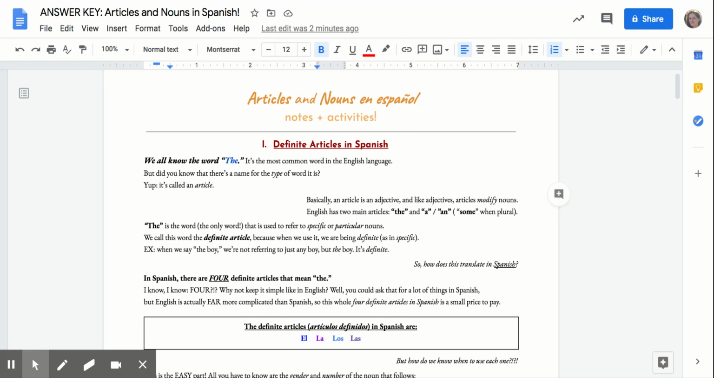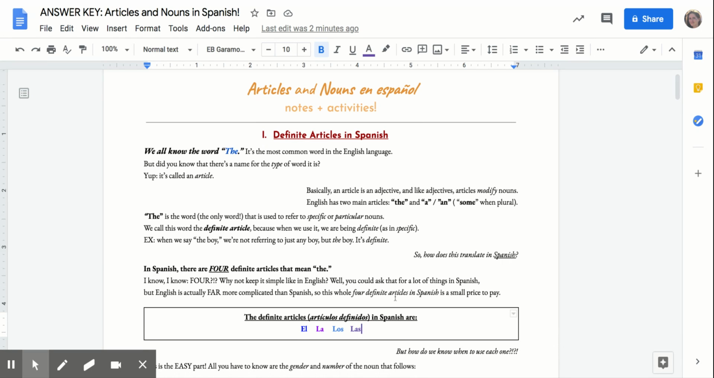So as you know by now, definite articles in Spanish are el, la, los, and las. They all either start with the letter L or have the letter L in them. Their equivalent in English is just the word the. I know that's a bit confusing because we only have the one word the, but Spanish has these four words all together, and we use them in different situations.